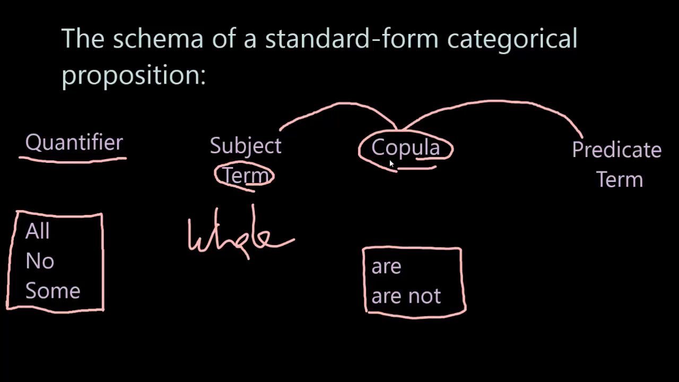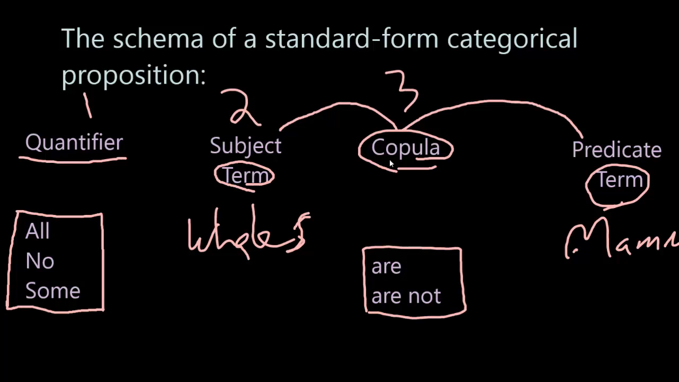Which means that our subject term will have to be plural. So all whales are, and then our predicate will be a term, and we said mammals. So when we put categorical propositions in standard form, it's always going to take the quantifier, subject, copula, predicate form. Always going to follow in that order.